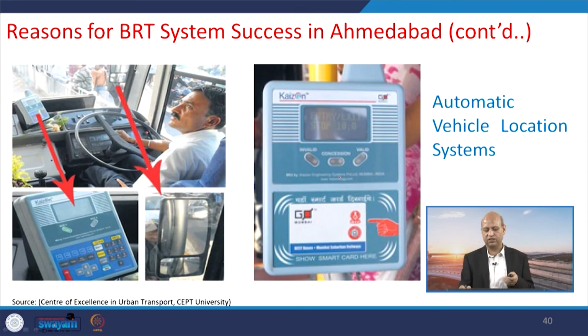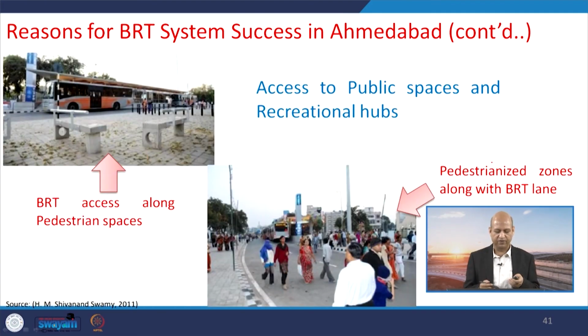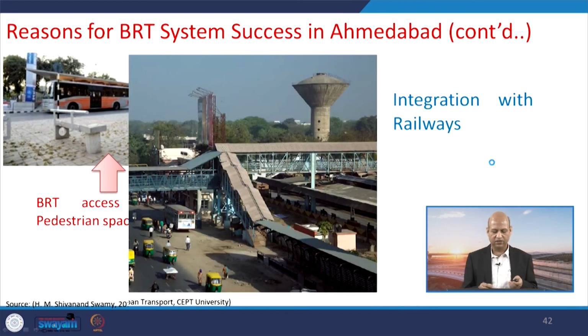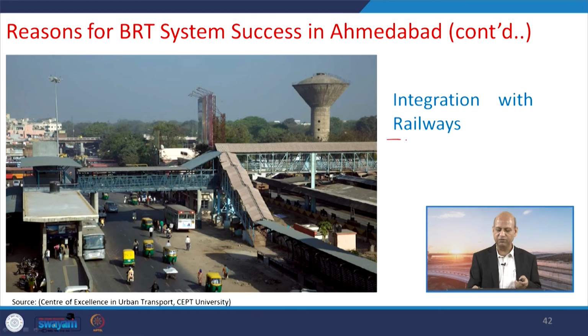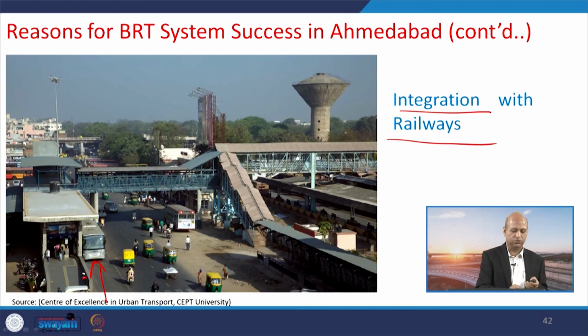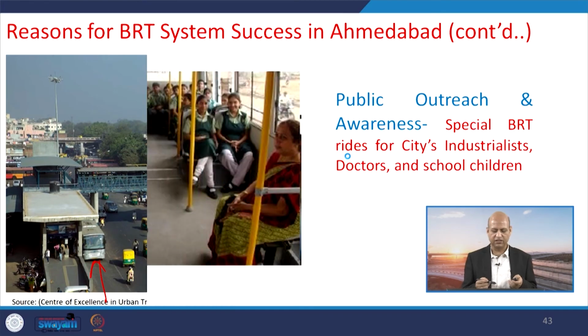Plus there is a location system, because of the GPS, showing where each vehicle is, so centralized information is flowing. Pedestrian zones are there and they are integrated with these BRTS stations. So access is quite nicely done, and you can see the railway station integration: buses are coming, this BRTS system is also there, you just get down, ride, and go to the railway station. So integration or interconnectivity is very nicely managed.